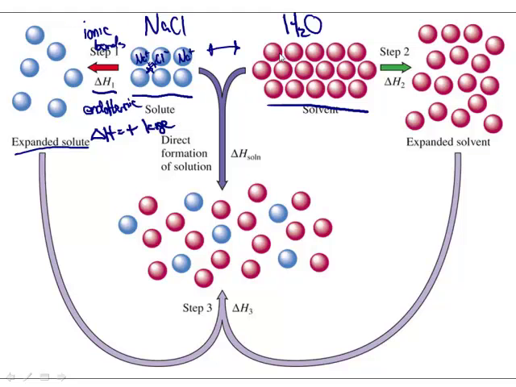In a similar fashion, in order to create our solution, which is pictured down here, we have to first separate the solvent molecules from each other. So here we have water molecules. Now, of course, we know, guys, we have water molecules that are in the bulk substance. These molecules will be attracted to each other by hydrogen bonding. So step two, we have to expand the solvent, and in order to do that, we have to disrupt hydrogen bonds between the water molecules.